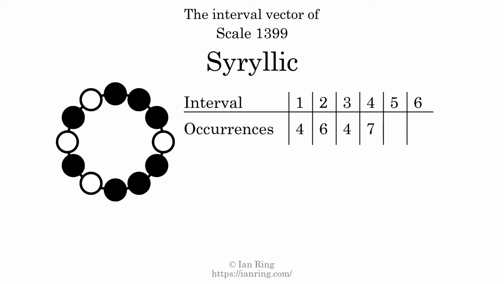There are 7 intervals with the size of 4 semitones. They are here, here, here, here, here, here, and here. There are 4 intervals with the size of 5 semitones. They are here, here, here, and here. There are 3 intervals with the size of 6 semitones. They are here, here, and here. Each interval does not appear in this scale a unique number of times, so this is not a deep scale.